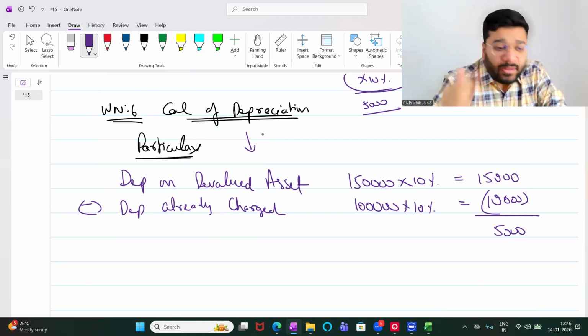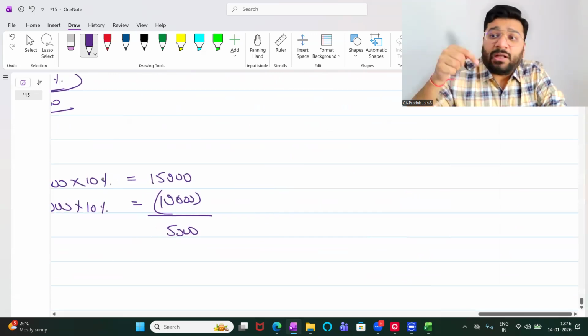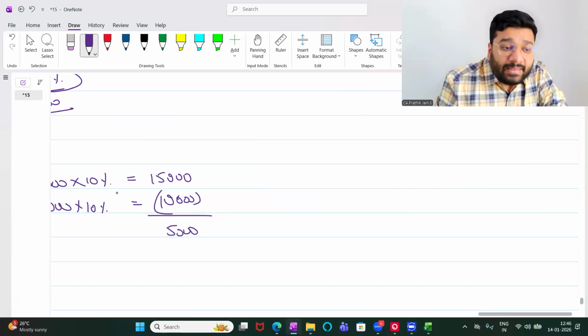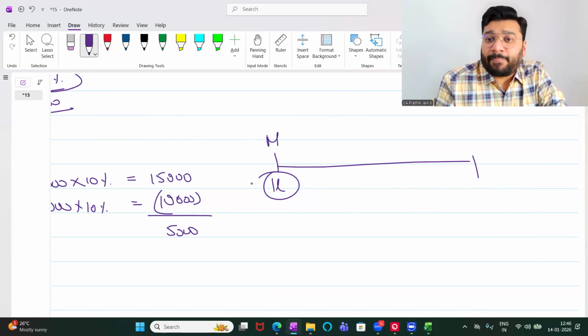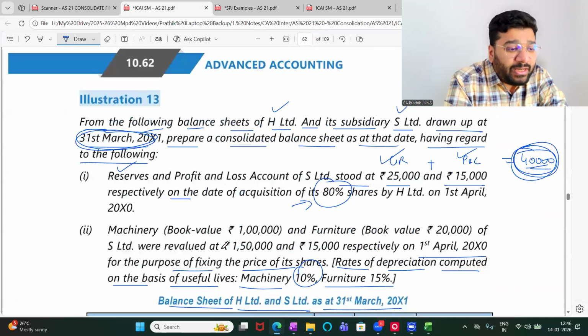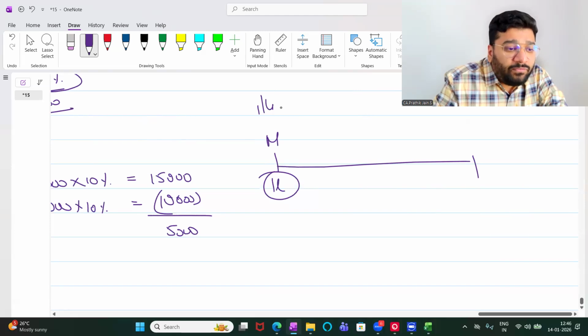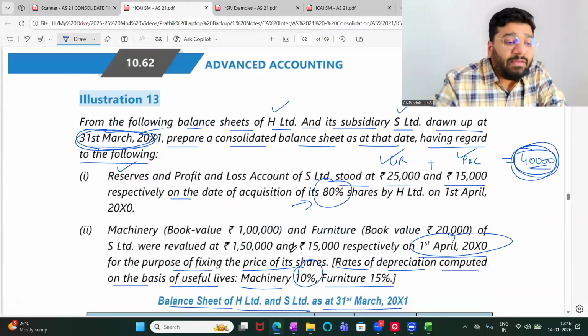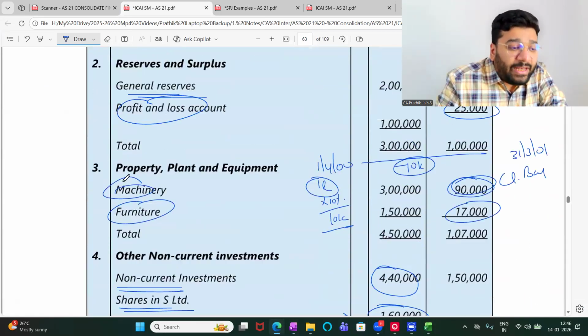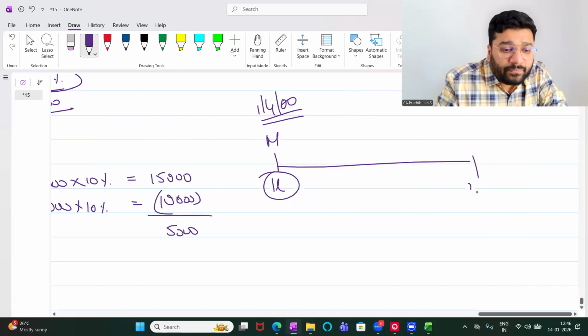Have you understood the logic? We are doing consolidation. Before consolidation, the standalone balance sheet is done. In the standalone balance sheet, the value of the machinery at the beginning of the year is how much? 1 lakh. In the question, they have told that the value of the machinery on 1 April 2000 is 1 lakh. And they've given the balance sheet of 31st March 2001. In that balance sheet, the value of the machine is 90,000.